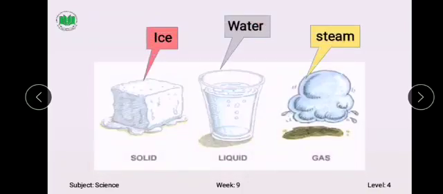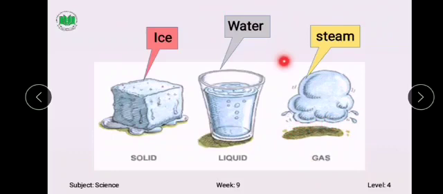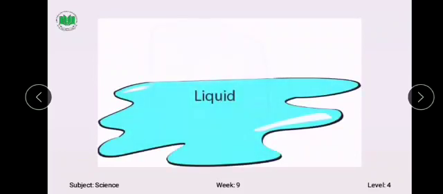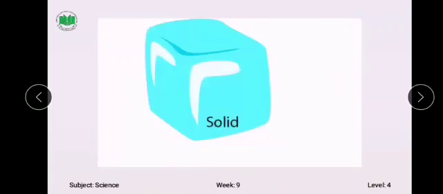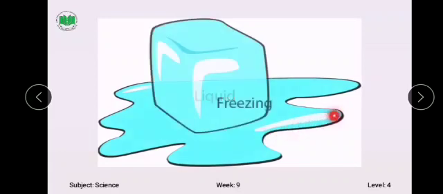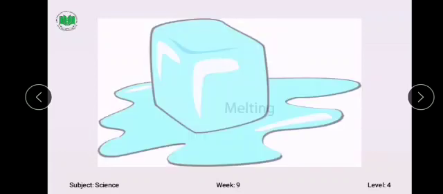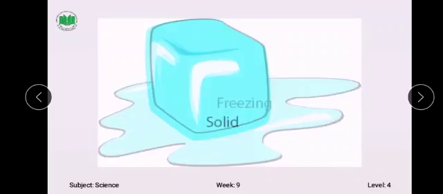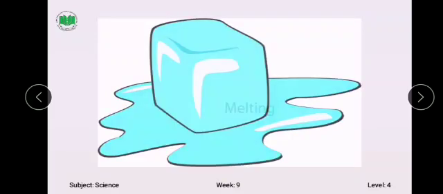Let's take an example of water and we will discuss the 3 states through this example. In solid state, liquid water is called as ice. And when this liquid water is converted into gaseous state, it is called as steam. Look here in this picture. What is going on here? Yes, there is a solid piece of ice which is converted into liquid water upon melting, and this liquid water again on freezing is converted into solid piece of ice. It means that one state can be converted into another state upon heating or upon cooling.